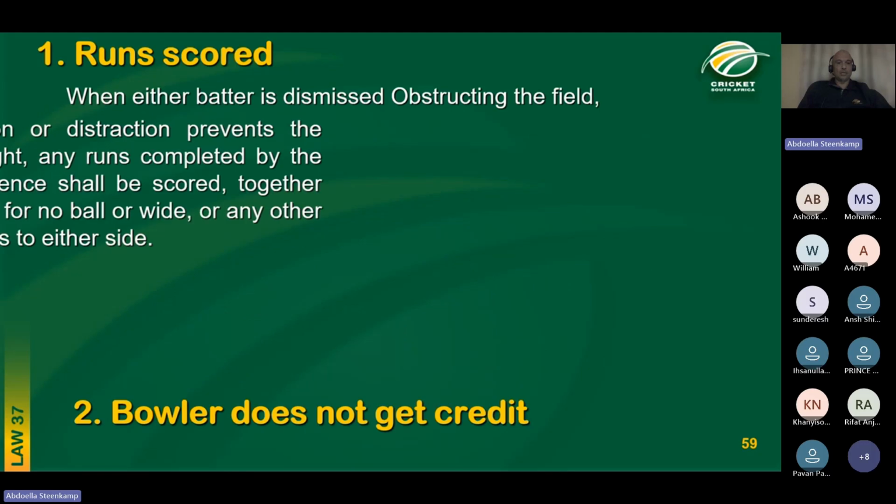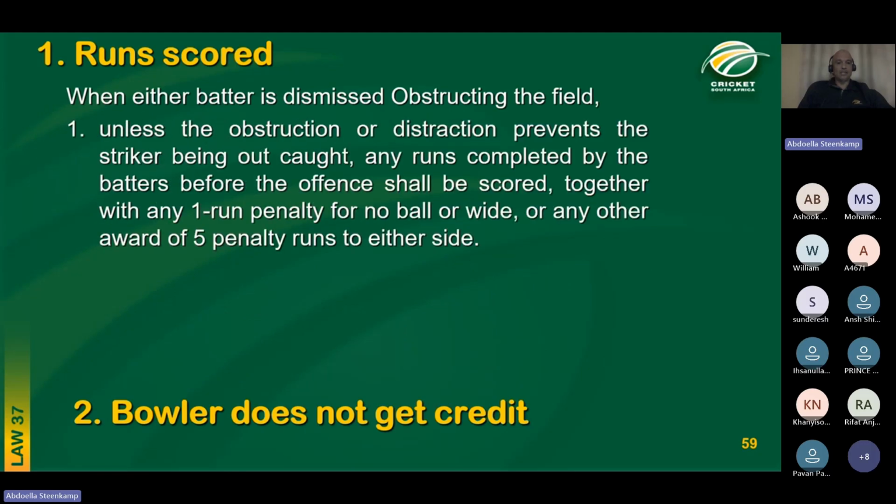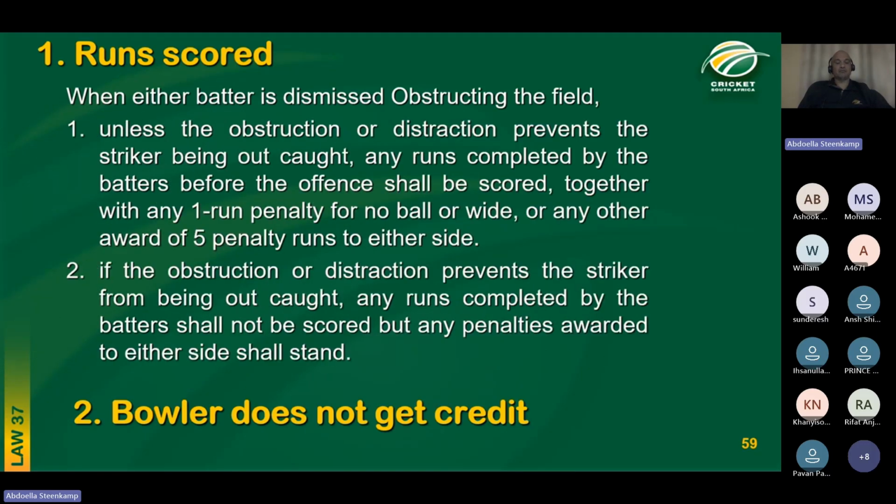So when it comes to runs scored when the batter is dismissed obstructing the field, I'll start with point 2 first. If at any given time there was willful obstruction and it prevents the striker from being out caught, no runs are to be scored. But point 1, if there was an obstruction or distraction, runs completed by the batters are to be scored.